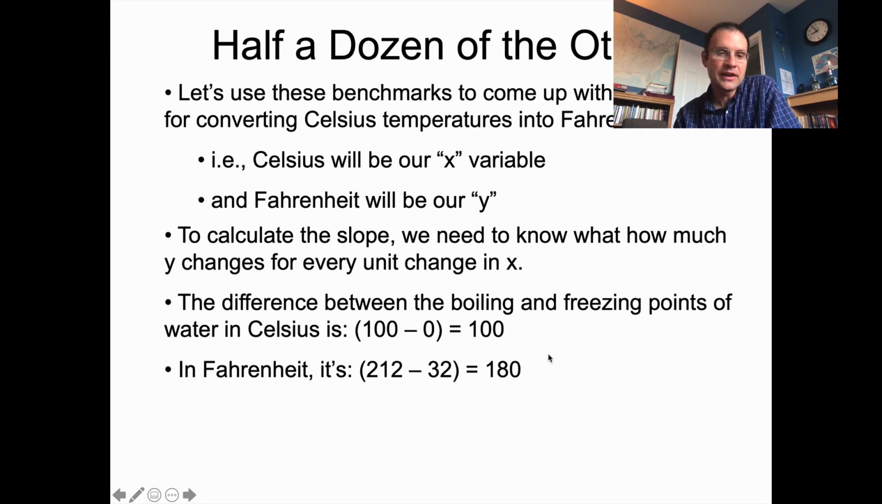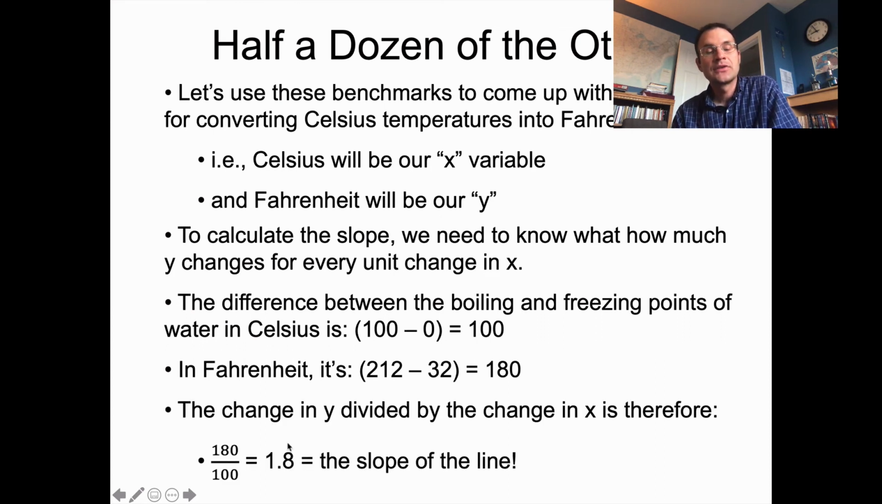So we think of this as the rise. 180 is the rise and 100 is the run. Divide 180 by 100, and that gives you the slope. So the slope in this case is going to be 1.8. And we already know that the intercept of the equation is 32. So there's our line.